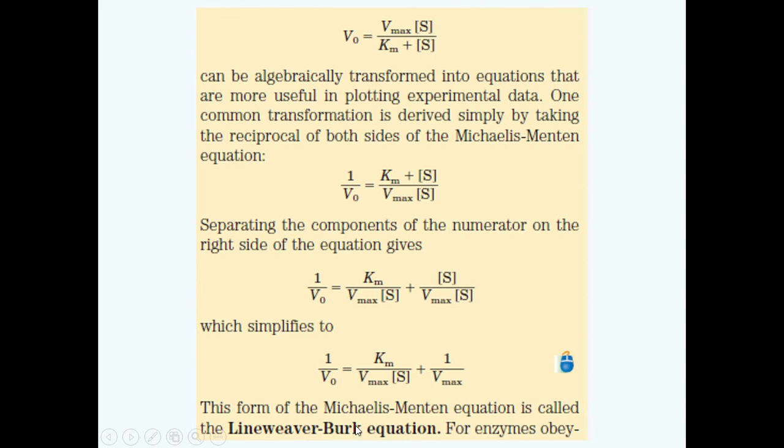Sometimes it is also called the double reciprocal plot. What we do here is take the reciprocal of this equation. So this turns into 1 by V naught, and this part of the equation becomes Km plus S divided by Vmax S. So we have taken the reciprocal of this entire equation. When simplified, it is reduced to this expression, and this is called the Lineweaver-Burk equation.